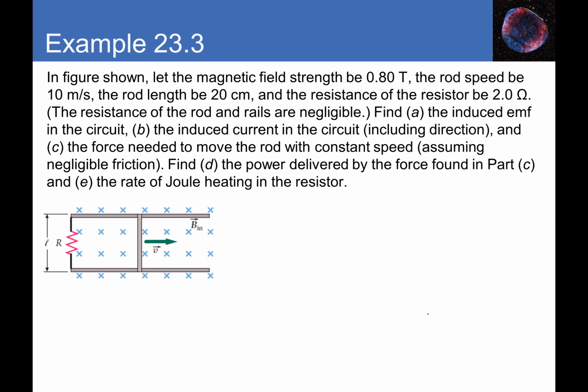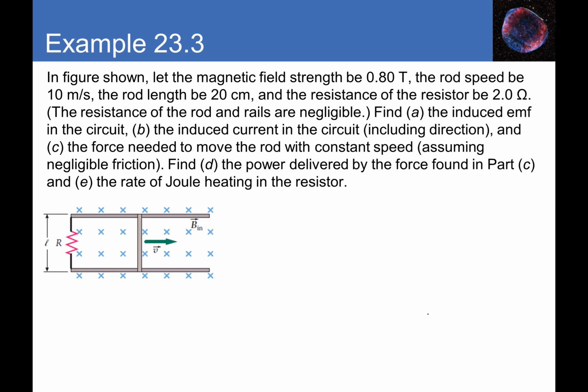All right, so let's look at this example here. We have the circuit where there is an external magnetic field strength of 0.8 Tesla, the rod speed of 10 meters per second, and it has a length of 20 centimeters. There's also a resistor of 2 ohms, and everything else has negligible resistance. We want to find the induced EMF in the circuit, the induced current in the circuit, and the force needed to move the rod with constant speed. So let's do that, and then we'll go to the last part.